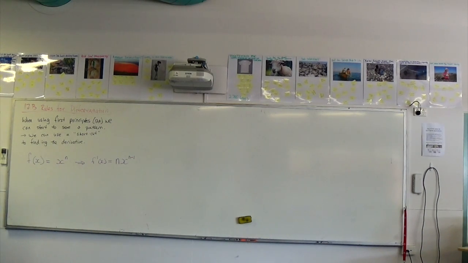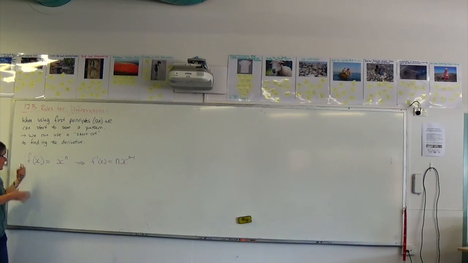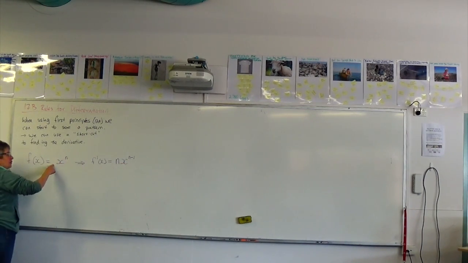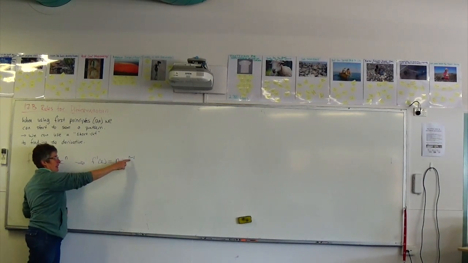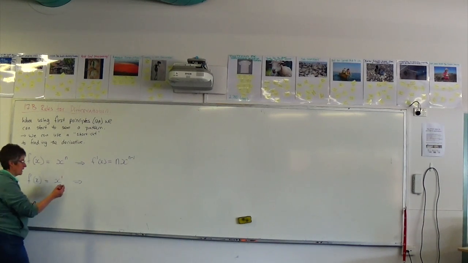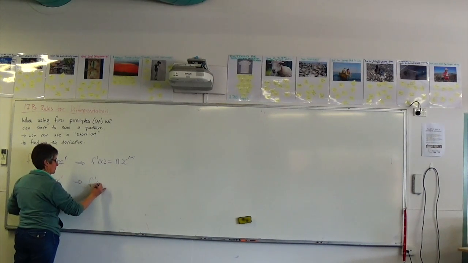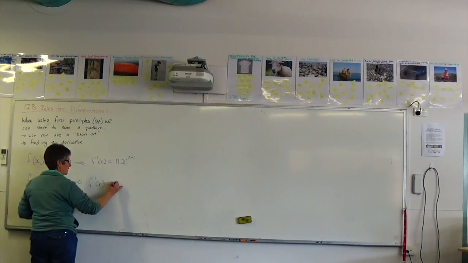Okay? It does. So following the pattern, we've got x to the power 3. That 3 goes down the front. What goes up there? 2. If it was x to the power 20, the 20 would go out the front, and that would be 19. So if I have x to the power 1, my 1 goes down the front.